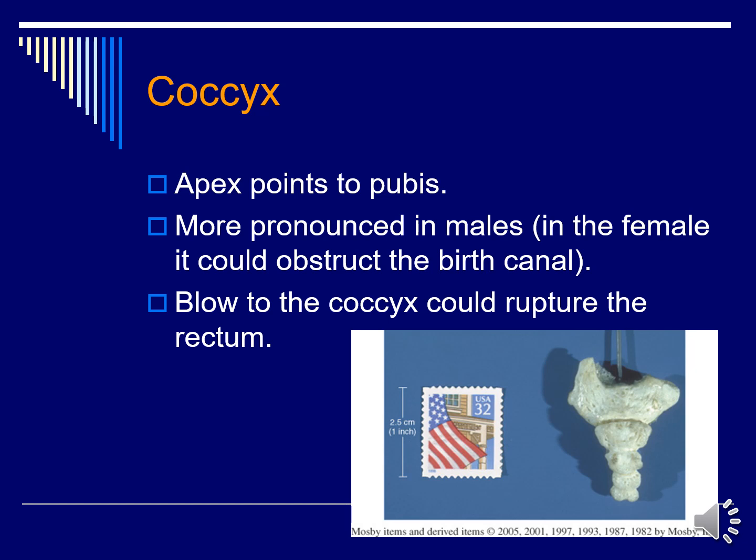So here's just that comparison of a postage stamp to the actual size of a coccyx. As I said earlier, the apex points to the pubis. The more pronounced are going to be in the males, as we do not want it to be pronounced greatly in the female because it would obstruct the birth canal. A blow to the coccyx could rupture the rectum, which could be a serious injury to a patient.